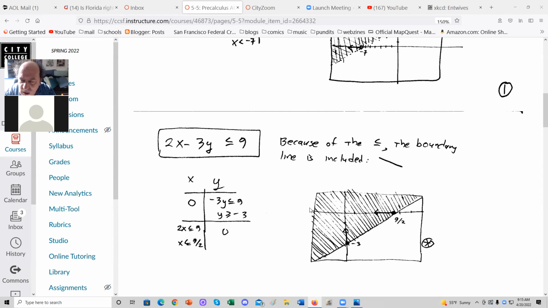When y is 0 here on the x-axis, then 2x is less than or equal to 9, so x is less than or equal to 9 halves. Here's 9 halves and pointing to the left of it. So this is the graph of the boundary line, which I draw solid, and this is the half of the plane that I color in.